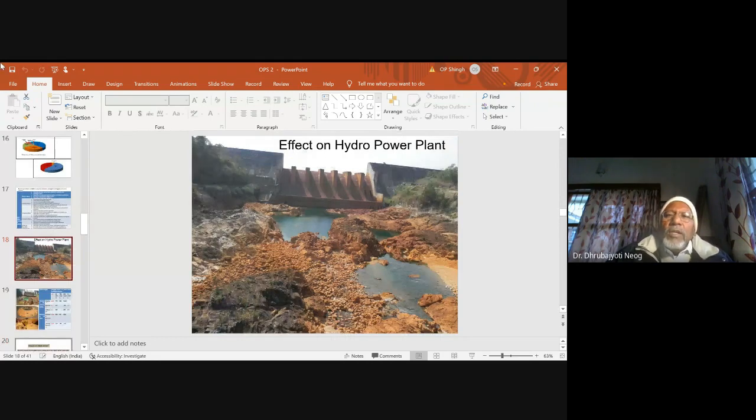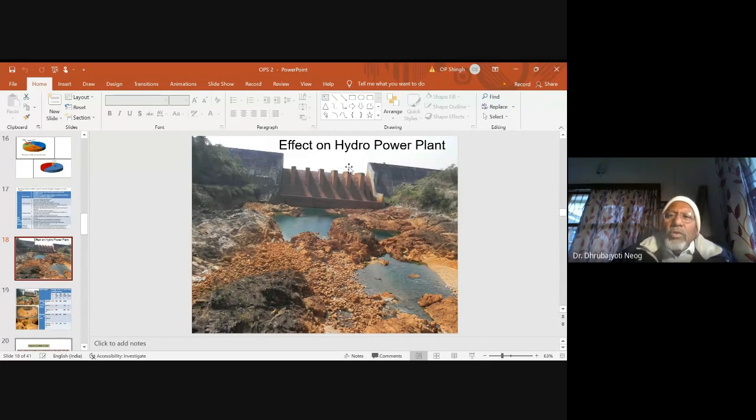You can see it also affects the hydropower plants. Wherever such type of acidic water is going to a reservoir, then you will find that the surrounding area is colored. And this is the photograph taken by me from Umrangso hydropower plant, which is located at the border of Assam and Meghalaya. So whatever coal mining is going on in Meghalaya generates acid mine drainage, and the same contaminated water goes to the reservoir of this hydroelectric power plant.